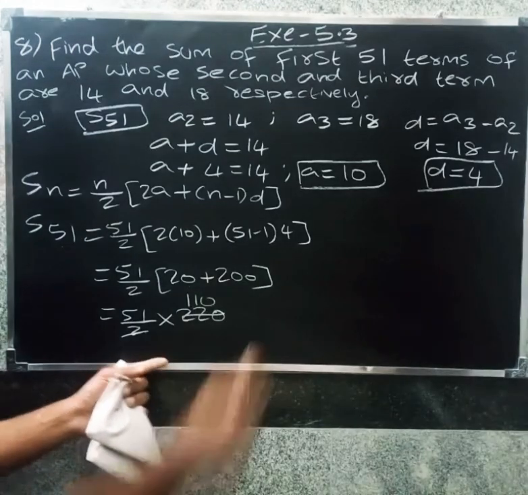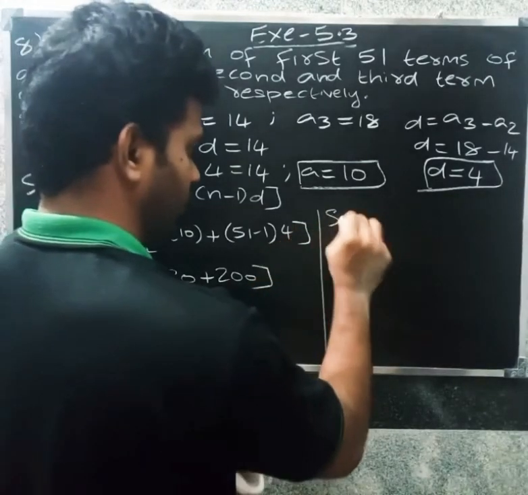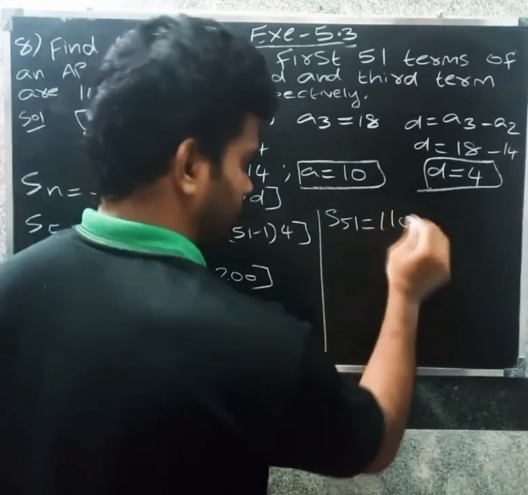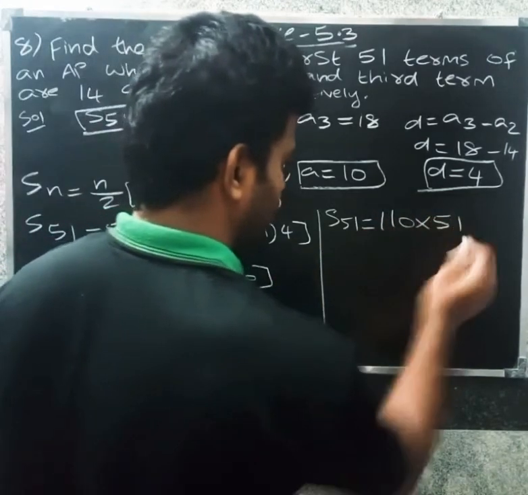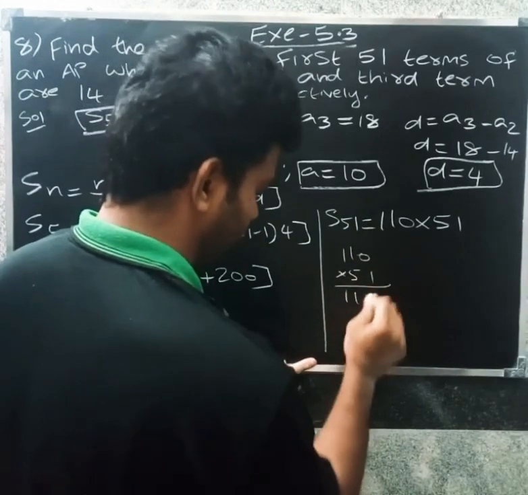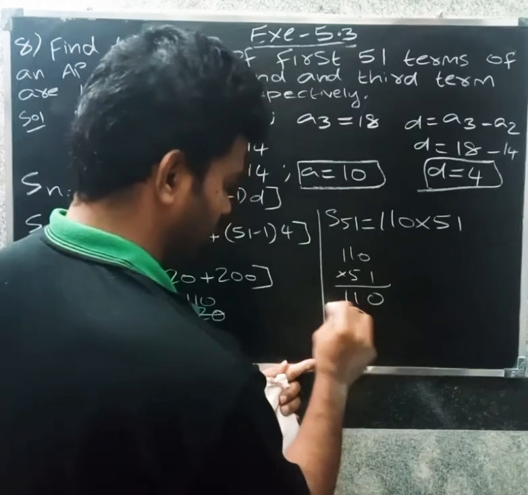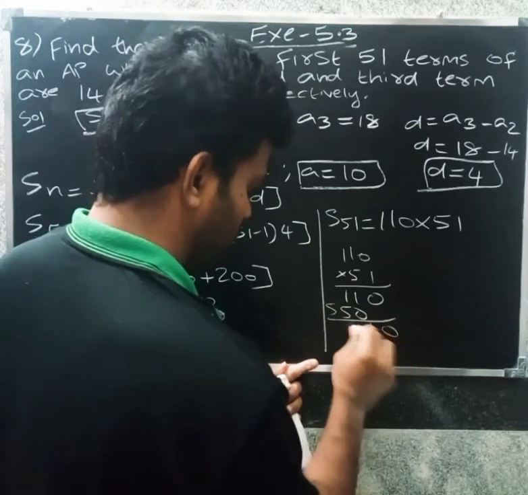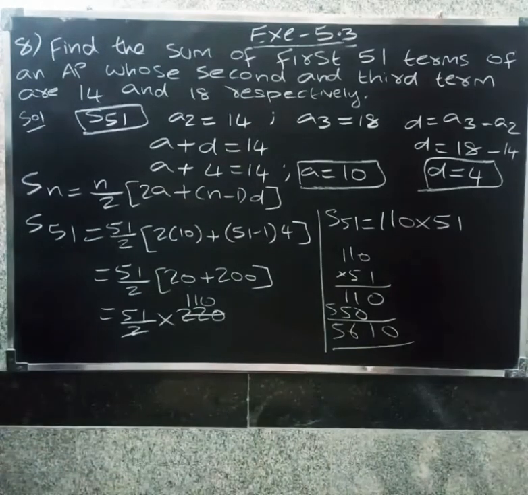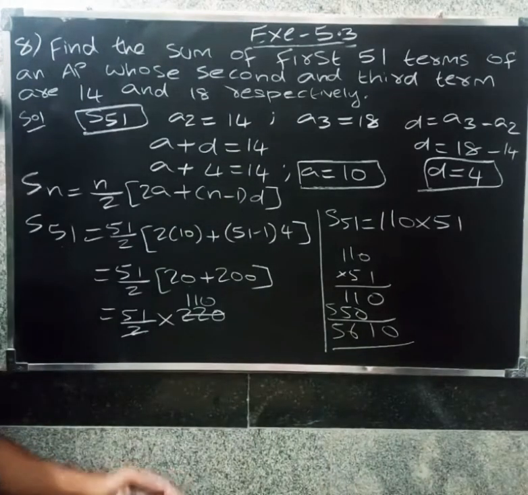Now multiply. S51 equal to 110 into 51. So 110 into 51, multiplying the same way, 110 into 1, then 110 into 5. So the answer is 5610. Okay, so that is the answer.